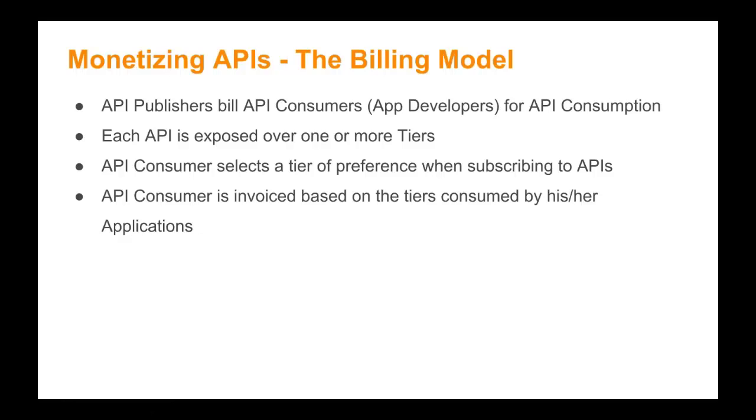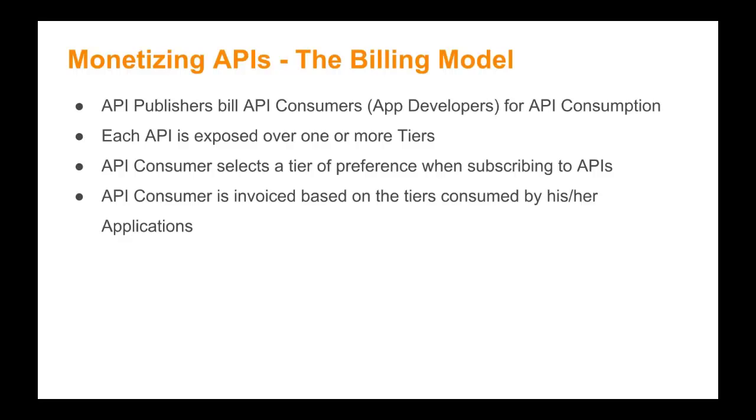And next, the API consumer selects a tier of preference when subscribing to an API. When a publisher exposes his API over several tiers, the consumer gets the ability of selecting one of those available tiers for subscription. At that point, he might make a decision based on his requirement, based on what he wants to achieve, and maybe based on his budget. He might first decide to go for a free tier, and later, if he's satisfied, upgrade to a billable tier.